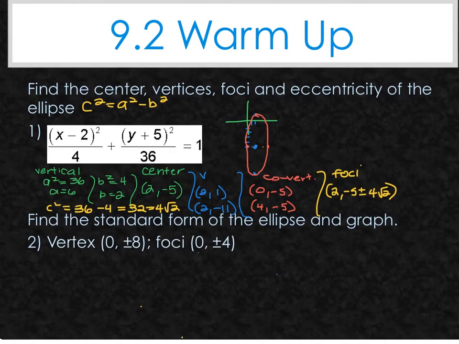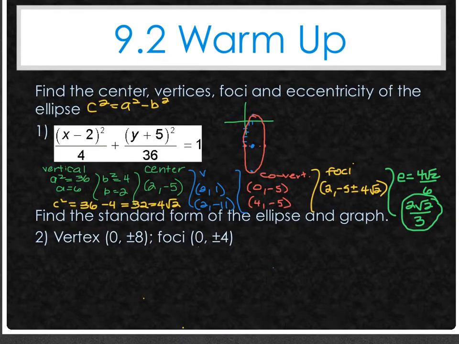Okay, and then the last part is the eccentricity. This is just c over a. So 4 root 2 over 6, which is 2 root 2 over 3. And again, that depends on how flat your ellipse is. So root 32 is close to root 36. That's like saying maybe 5.5, 5.6 over 6, which is pretty close to 1, which is why it's a little flat.